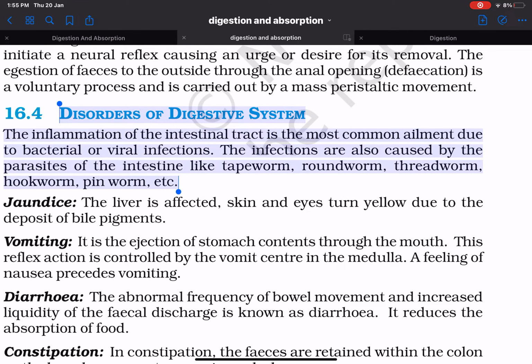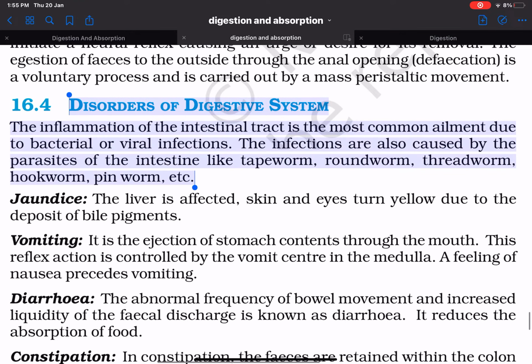Disorders of digestive system. The inflammation of the intestinal tract is the most common ailment due to bacterial or viral infections. The infections are also caused by the parasites of the intestine like tapeworm, roundworm, threadworm, hookworm, pinworm, etc.